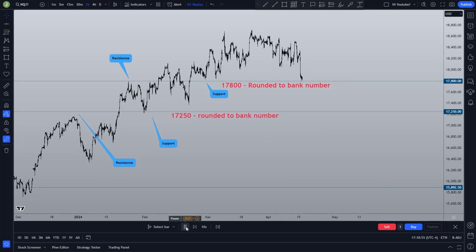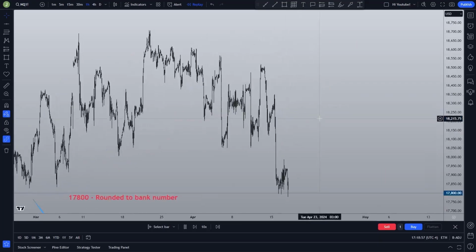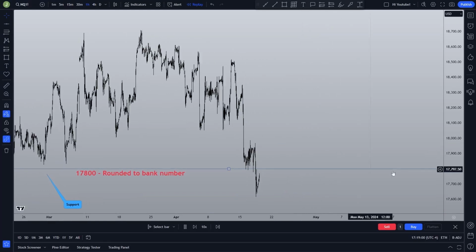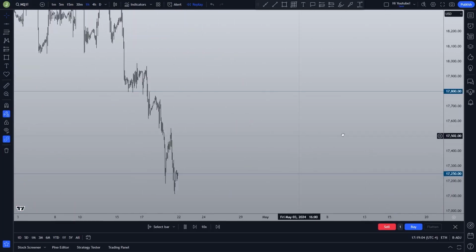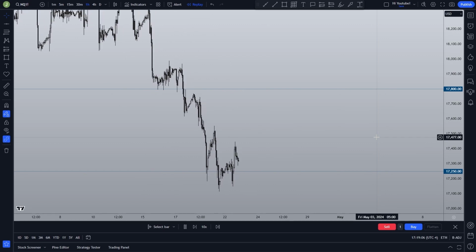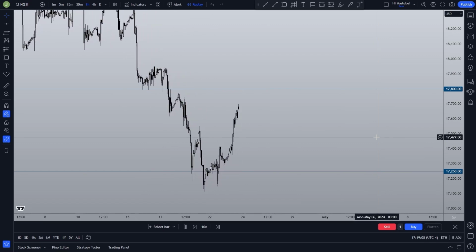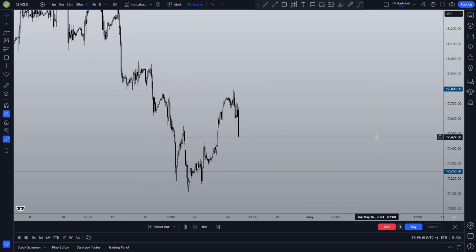Last up, round numbers like 50 or 100 often act as psychological support and resistance. You'll also hear these levels referred to as bank levels because historically banks will use round numbers to nest their biggest orders. The method here involves drawing a support or resistance line that covers a lot of touches and then dragging that line to the nearest round number.